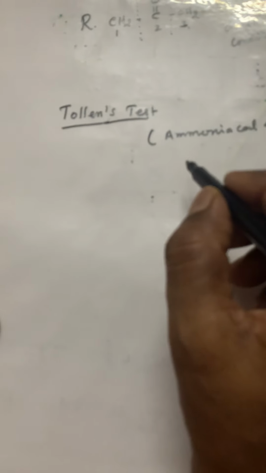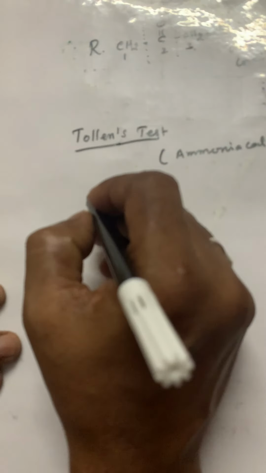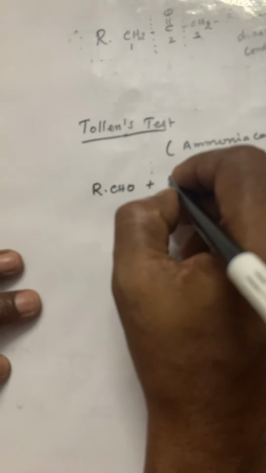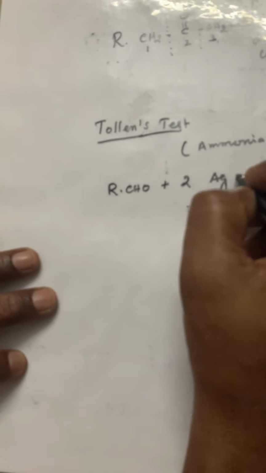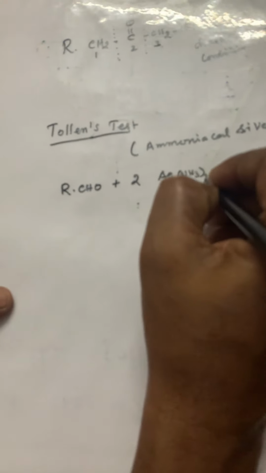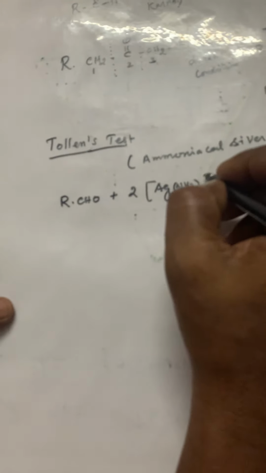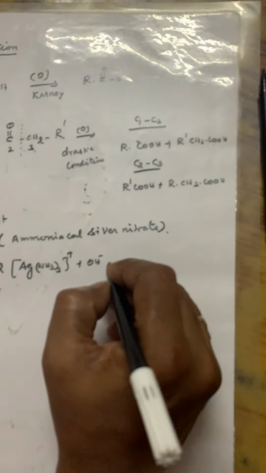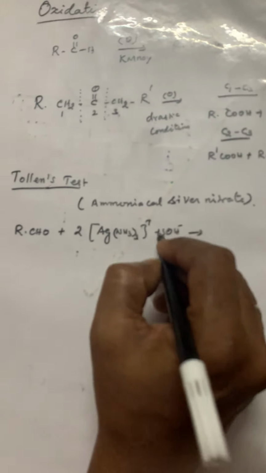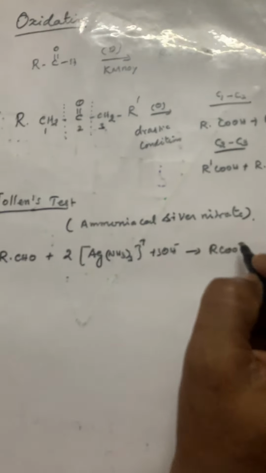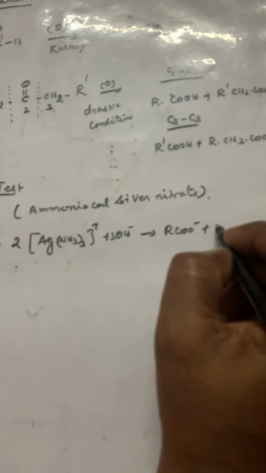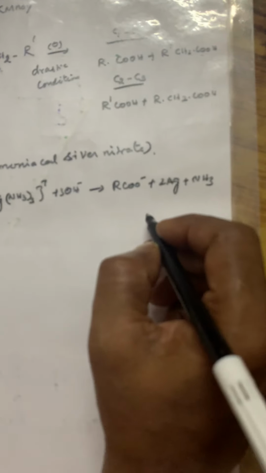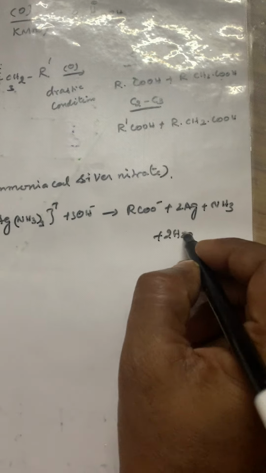That equation I am going to write here. RCHO plus 2 moles of [Ag(NH3)2]+, this is a complex ion, plus OH minus gives RCOO minus plus 2Ag plus NH3 plus 2H2O.